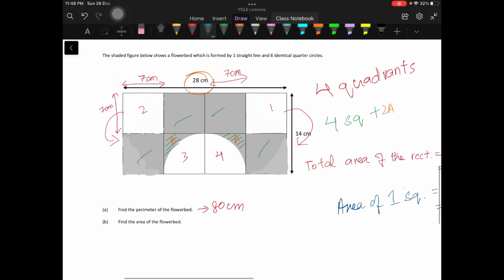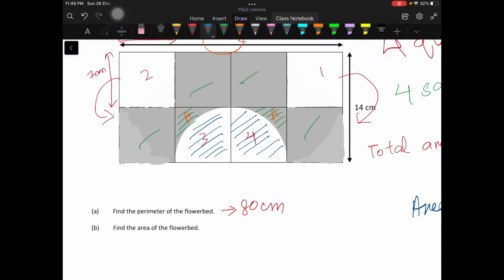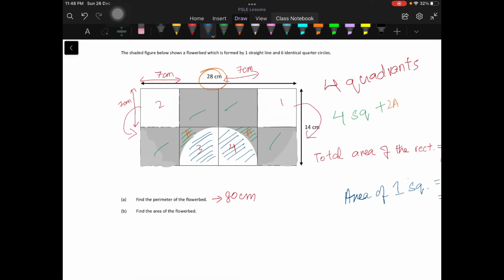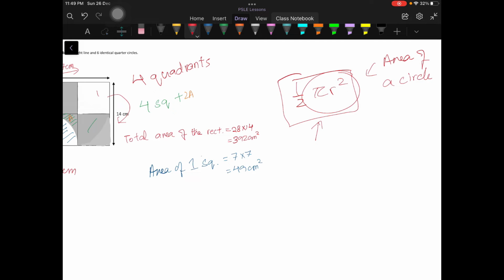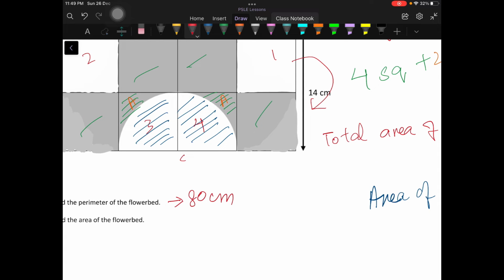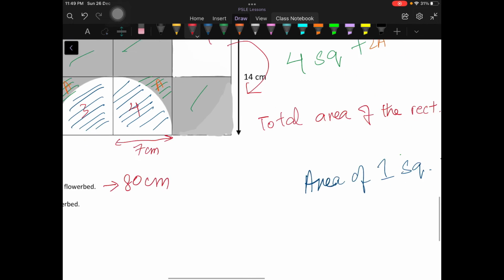And we have to find the area of these two quadrants. If you observe these two quadrants, they form a semicircle. So basically we're just finding the area of this semicircle, and the area of a semicircle is half pi r squared. Pi r squared is the area of a circle, and half pi r squared becomes the area of a semicircle. So in this case the radius is just the length of one side of the square, which is 7 centimeters.